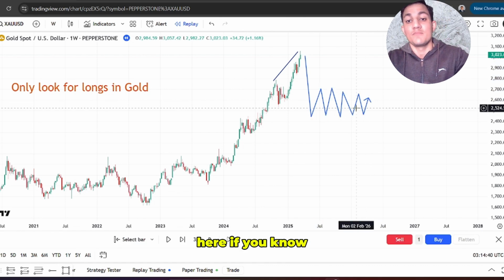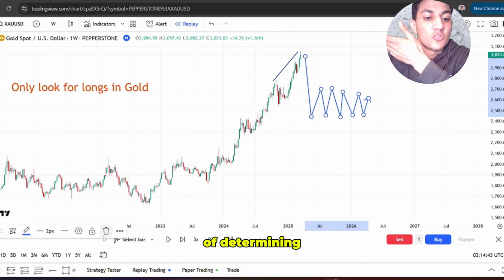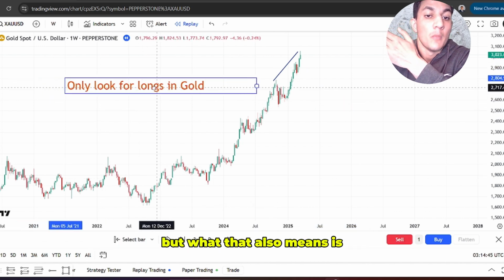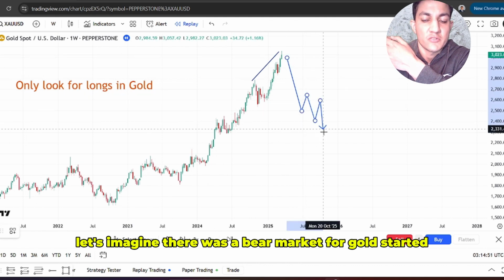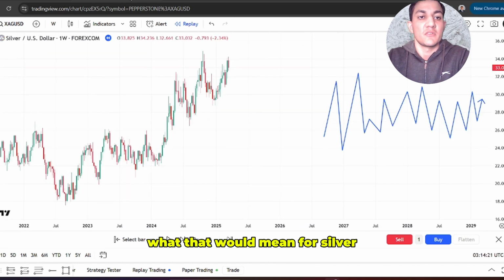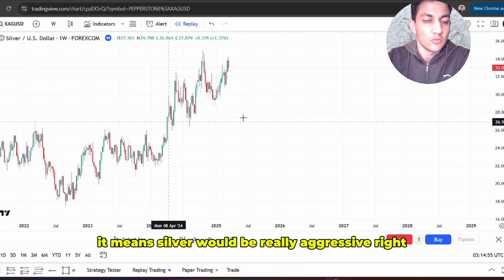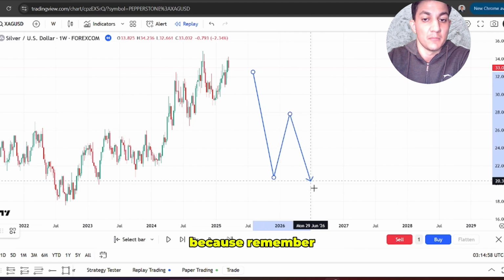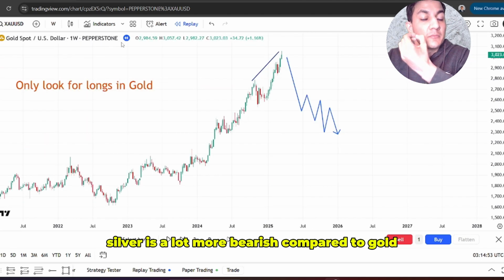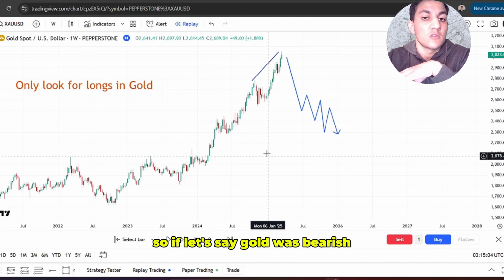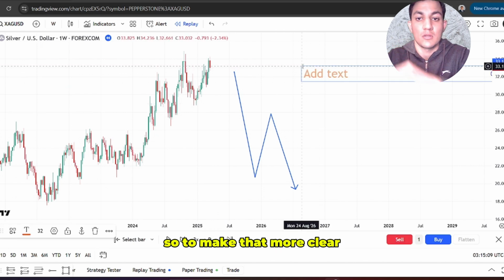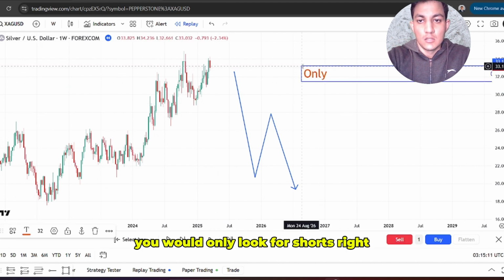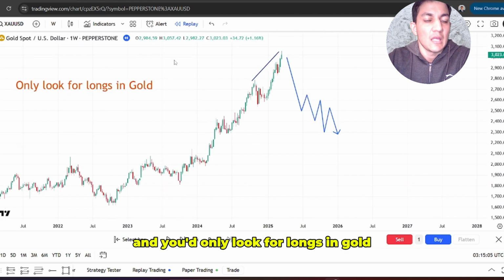But this right here, if you know this, is a quick and easy way of determining which is the strongest and which is the weakest. But what that also means is, let's imagine there was a bear market for gold, it started dropping like this. What that would mean for silver, we just clear these charts, it means silver would be really aggressive, right? Because remember, silver is a lot more bearish compared to gold. So if gold was bearish, silver would be a lot more bearish, which means you would only look for shorts in silver, and you'd only look for longs in gold.